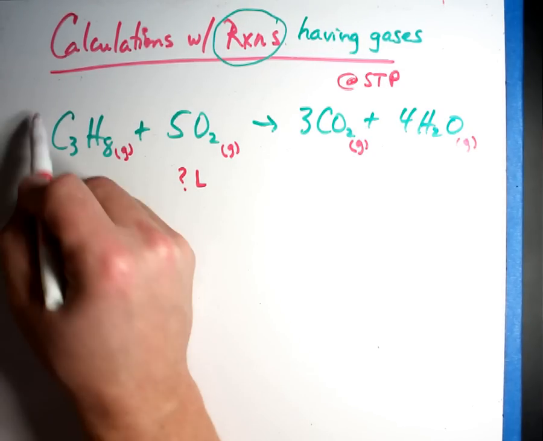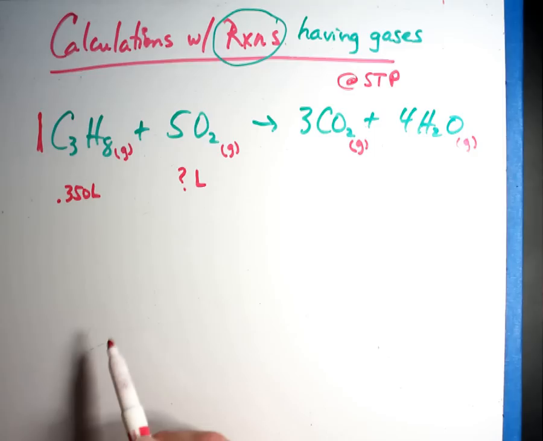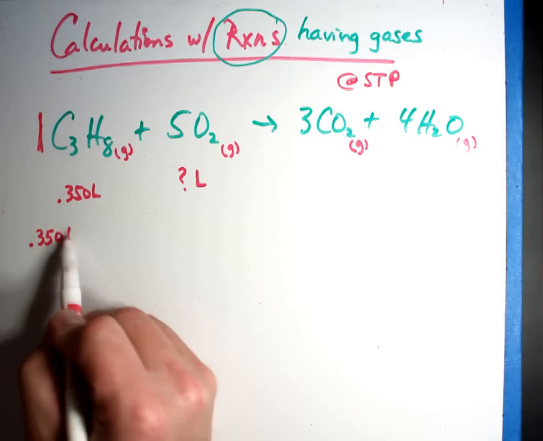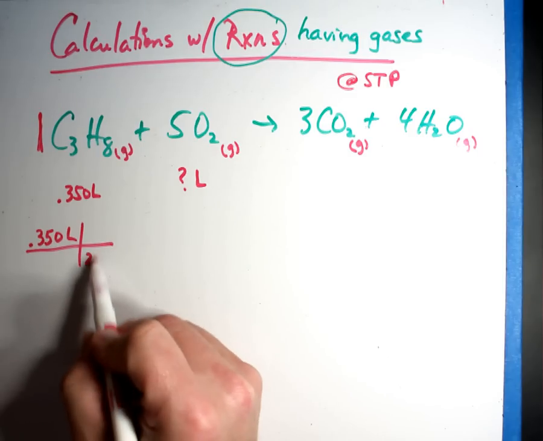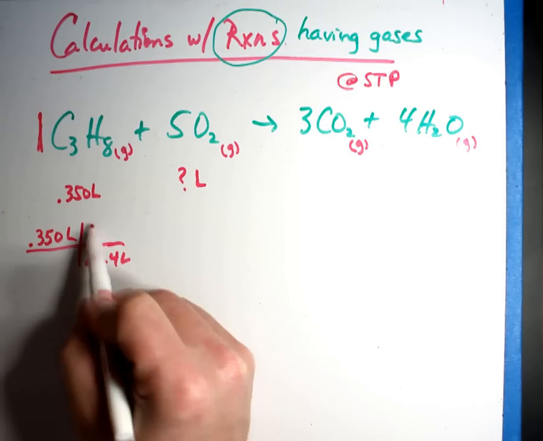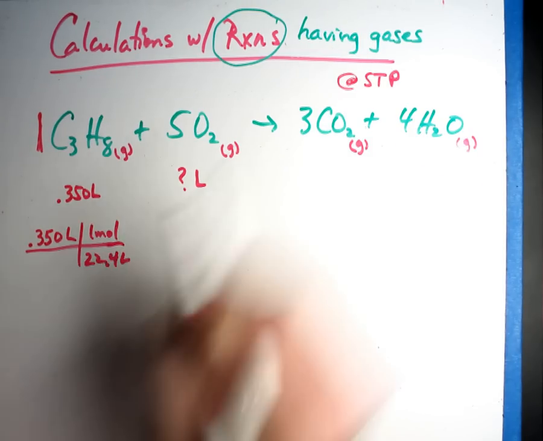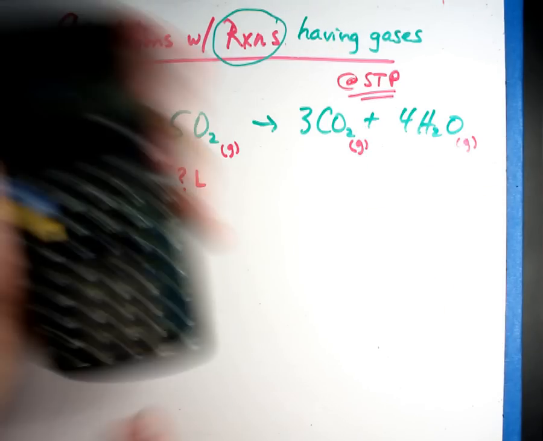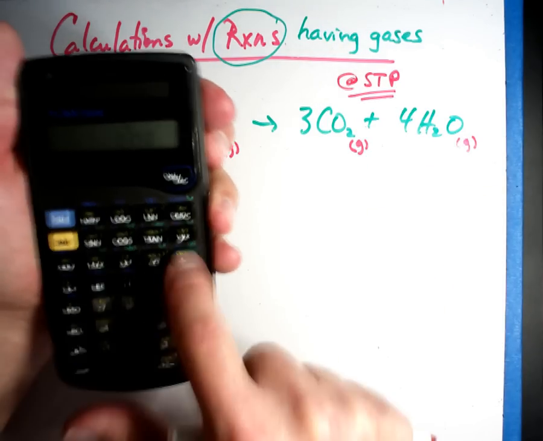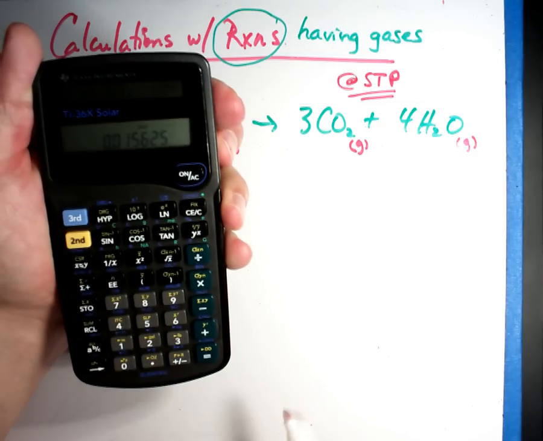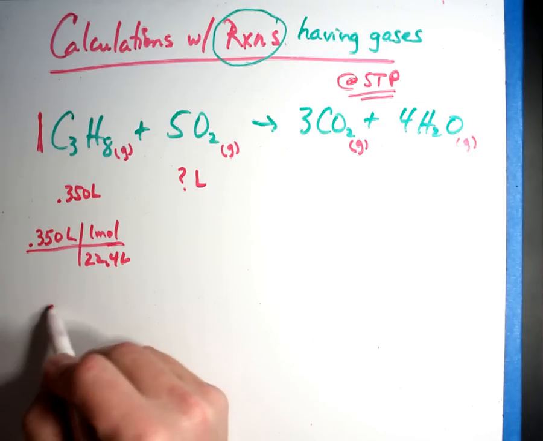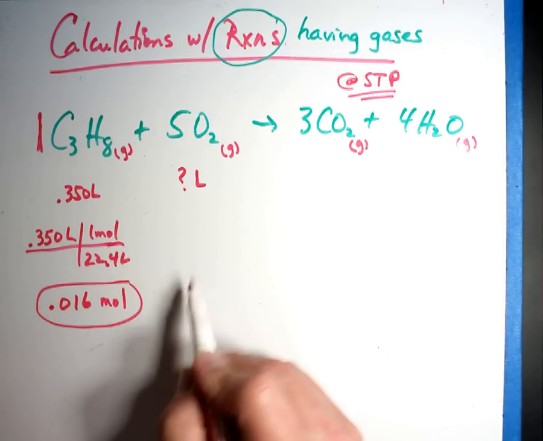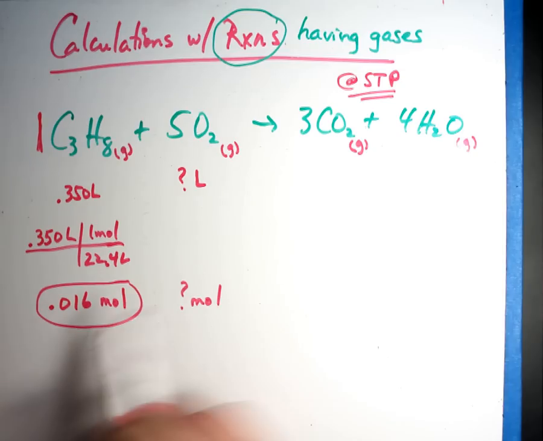Okay, well I know that this is a 1 and that's a 5, so that's going to be easy to do if I'm in moles. So what I'm going to do is take 0.350 liters, railroad track, 22.4 liters equals a mole. How can I do that? Because I'm at STP. All right, so 0.350 divided by 22.4, answer 0.016 moles.